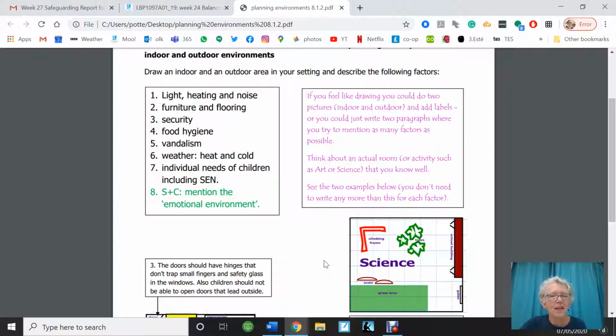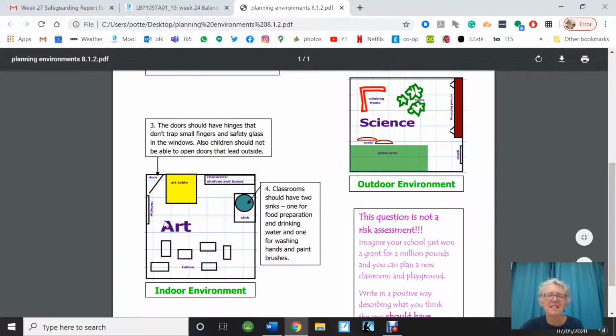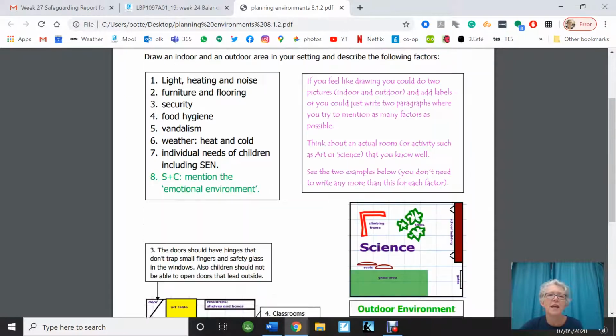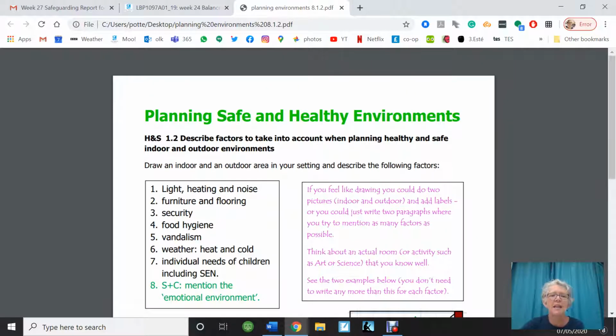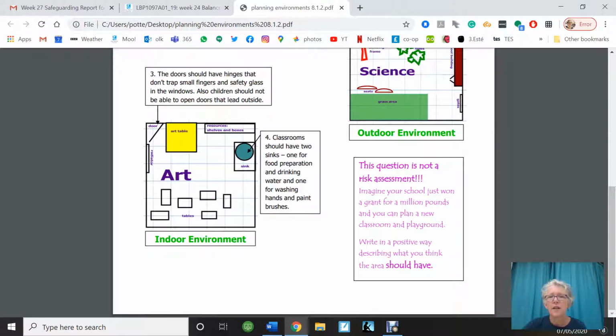If you feel like it, you could draw this answer. So I've drawn 2 little pictures here, a playground, and I'm thinking particularly about science in my playground, and a classroom, and I've got it set up for art. You could just do an ordinary classroom and look at your playground at playtime. You choose. You're thinking about planning an indoor and an outdoor area in your school. This is not a risk assessment, so I've put it down here.